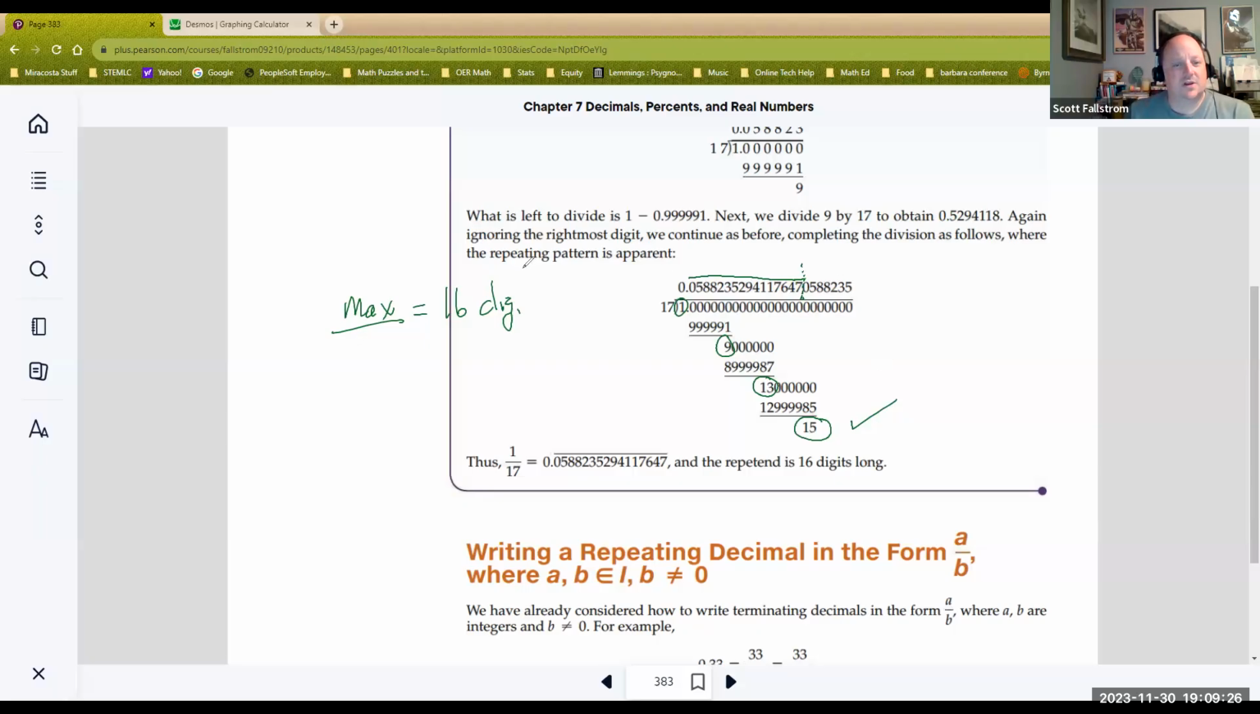Now they're saying the repeating pattern is apparent. If you're in my class, the way you show the repeating pattern is apparent is you show a repeated remainder. And that's what I would be looking for. If you want to show me that it repeats, good. Show me a repeating remainder. Okay. All right. Let's see here.